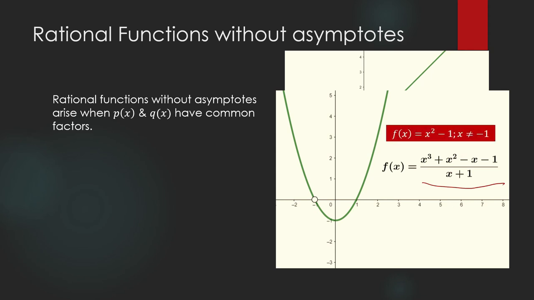And when you divide x cubed plus x squared minus x minus 1 by x plus 1, this is the result, x squared minus 1. And so, to write this in reduced form, you must write it in this way. f of x is equal to x squared minus 1, but x is not equal to negative 1. Why so? Because our rational function is undefined when x is equal to negative 1. So how do you graph this?